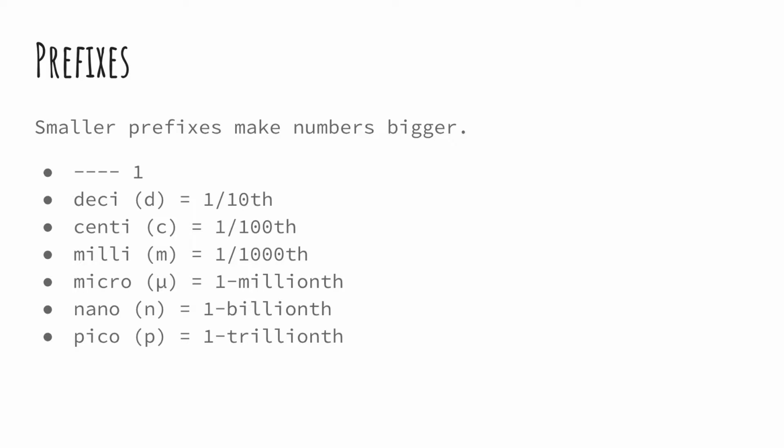Milli, that's getting fairly small, 1/1000th. Micro, you would have already heard of microwaves. Those are real things, not just the microwave oven, but actual electromagnetic radiation, light. That is really weird looking. That is the Greek letter mu, spelled mu.